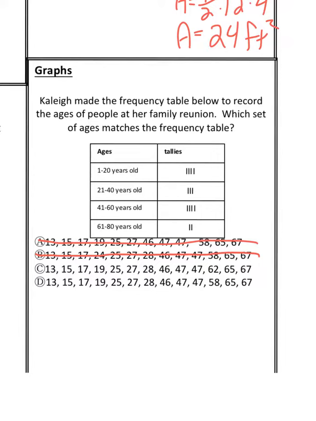So then I'll go on to 41 through 60. Or you know what? I'm going to go to the last one because sometimes it's easier to look at the last numbers. 61 through 80. There should be only 2 ages from 61 through 80. So let's look at C. Okay, C has 1, 2, 3. D has only 2. So the correct answer has to be D. All right, so the trick through those is checking each answer and eliminating answers that are not correct.